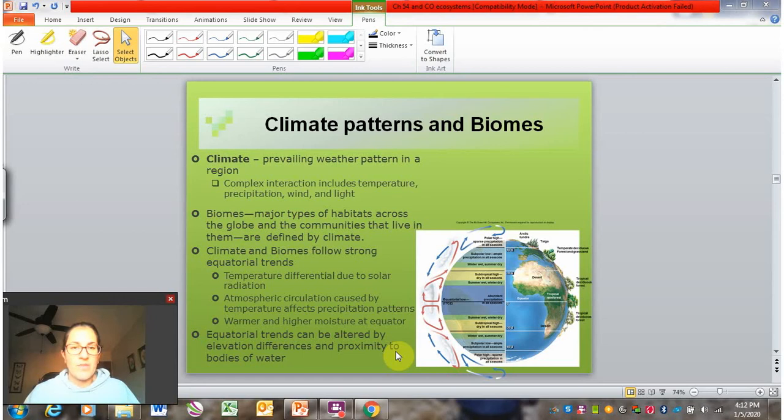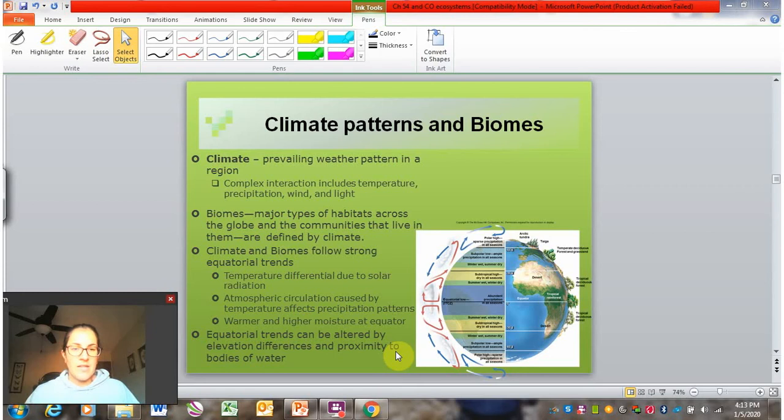Biomes are the major types of habitats that we have across the globe and the communities of organisms that live in them. And the biomes are really determined by the climate of the area. Climate and biomes follow a really strong equatorial trend, and this largely has to do with the temperature difference that we talked about, with the solar radiation being stronger at the equator and less strong at the poles.